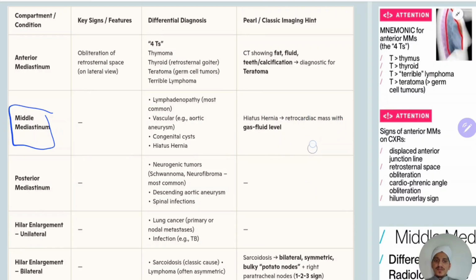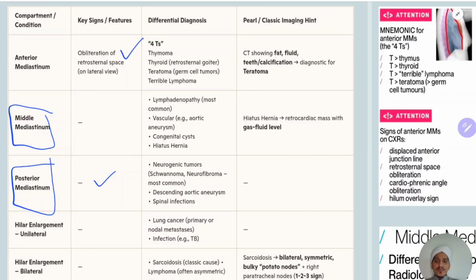So when the mass is present in the middle mediastinum, there is the hilar silhouette sign, meaning the hilar vessels, the hilar border, we will not be able to differentiate between the hilar border and the mass border. So the hilar border is obscured, which means the mass is in the middle mediastinum. For the posterior mediastinum, again you need to take a lateral chest X-ray to know whether the mass is in the anterior or posterior mediastinum.